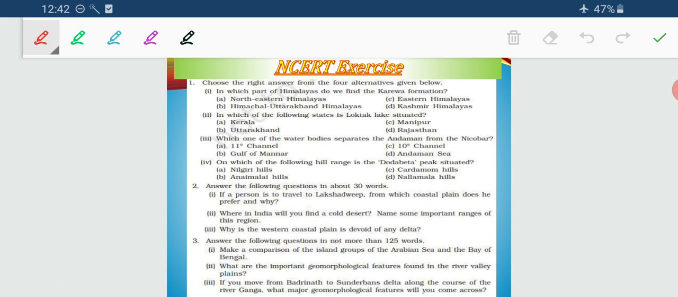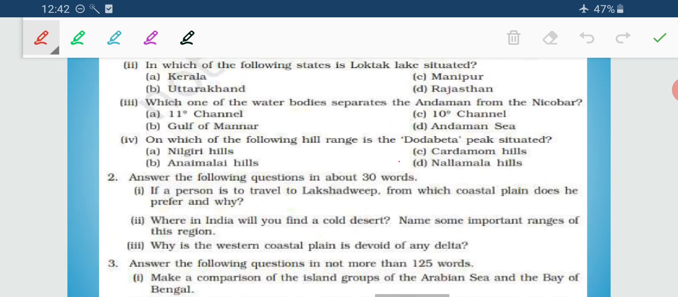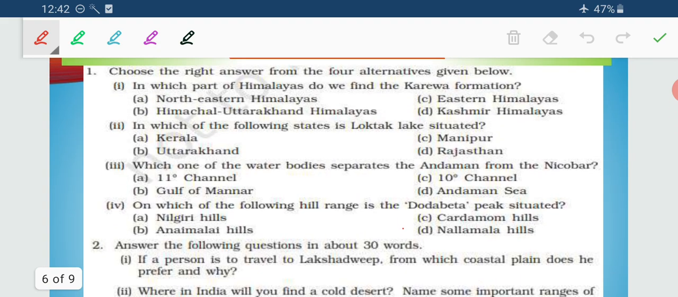Now the first question is, in which part of the Himalayas do we find the Karewa formation? There are 4 options. The correct answer is the Kashmir Himalayas. Second, in which of the following states is Loktak Lake situated? The correct answer is Manipur.